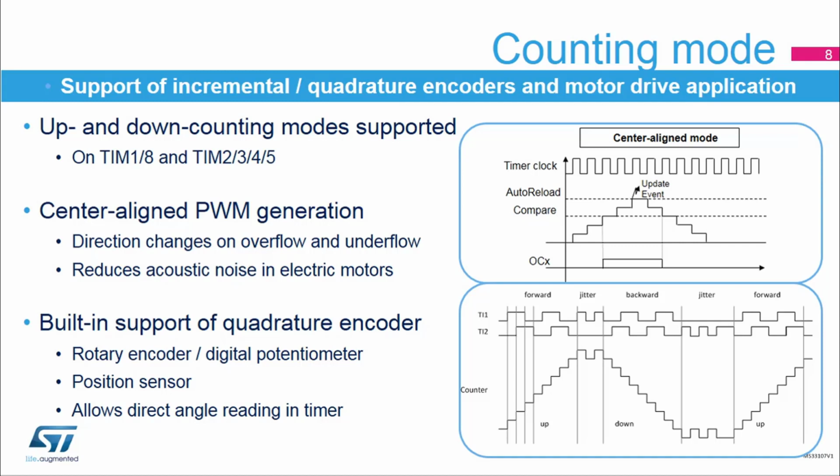Quadrature encoders are typically used for high-accuracy rotor position sensing in electrical motors or for digital potentiometers. From the two outputs of a quadrature encoder sensor, also called an incremental encoder, the timer extracts a clock on each and every active edge and adjusts the counting direction depending on the relative phase shift between the two incoming signals. The timer counter thus directly holds the angular position of the motor or the potentiometer.